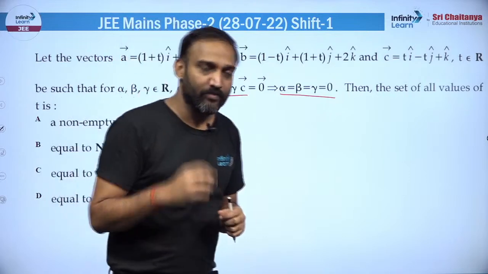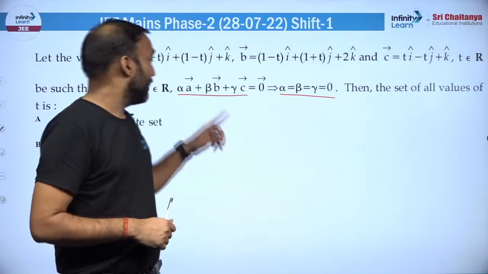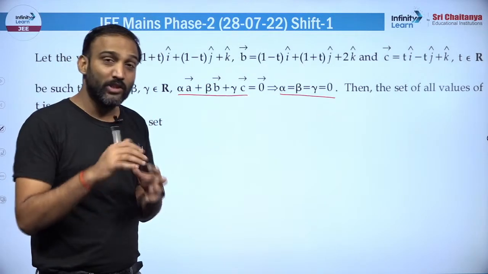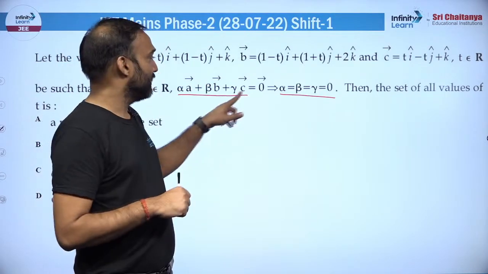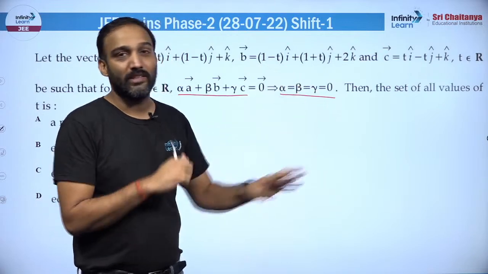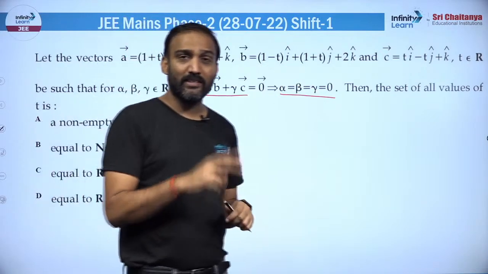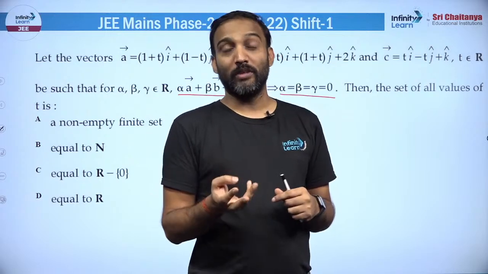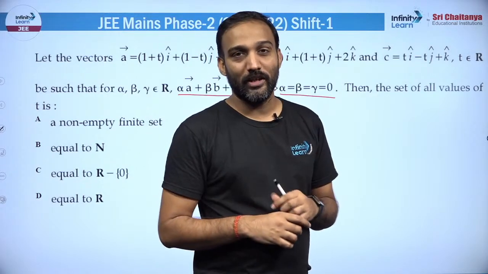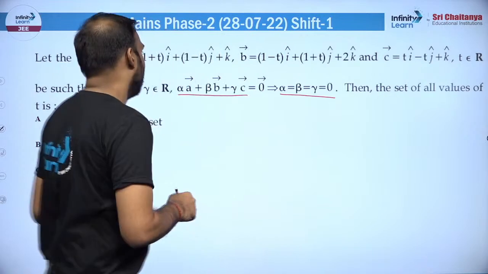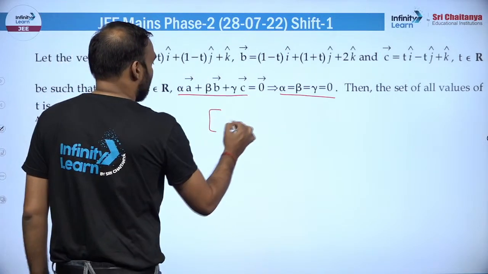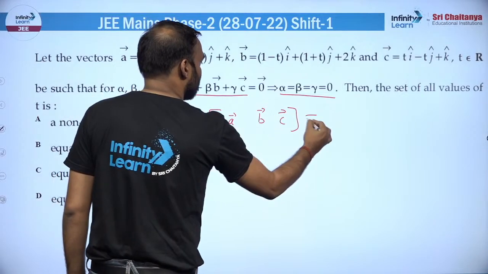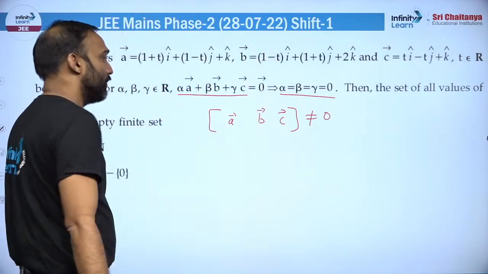Or I can say if three vectors are coplanar, then alpha A plus beta B plus gamma C will be equal to 0 for some non-zero values of alpha, beta and gamma. But this says alpha, beta, gamma are only 0. They are not non-zero, which means these three vectors cannot be coplanar vectors. If they are not coplanar, which means their box product will not be equal to 0. So I know the box product of A, B and C cannot be equal to 0.